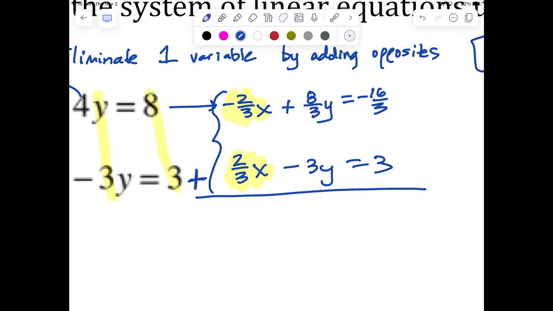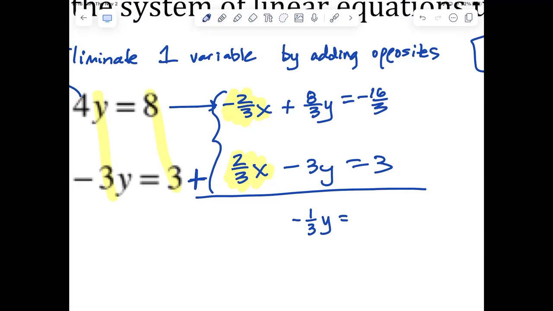What's 8/3 minus 3? Does anyone have a calculator, or do we need a calculator? 8/3 minus 3. 3 is how many thirds? It's 9/3, right? 3 is the same as 9 divided by 3. So what's 8/3 minus 9/3? Negative 1/3. Now, if you had a calculator, you could just hit 8 divided by 3 minus 3, and then hit math, enter, enter. And it gives you negative 1/3.